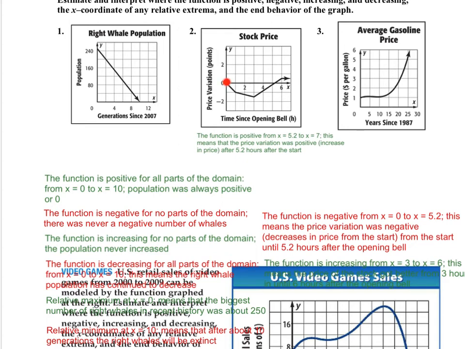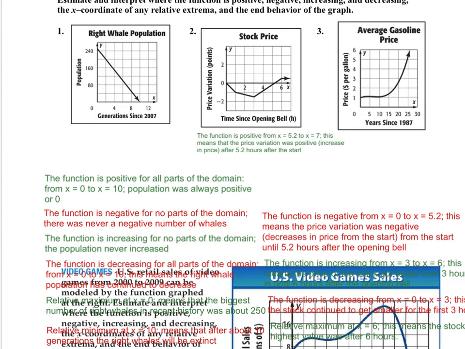Again, the starting point is here, so it depends how you're talking. Here, the price of the stock from the start wasn't increasing, but it was increasing from where it was. So you could say that it's increasing from x equals 3 to x equals 6. The function is decreasing at those other times. So the function is decreasing from x equals 0 to x equals 3, and this means the stock continued to get smaller during the first few hours, during the first 3 hours.